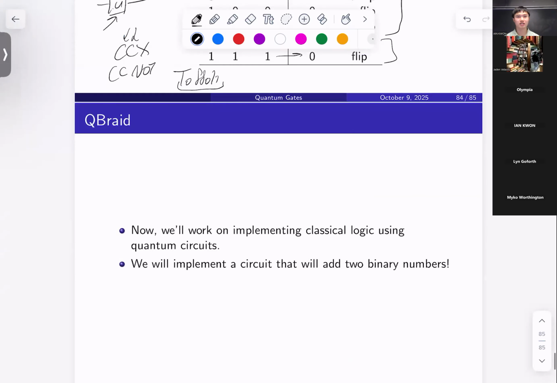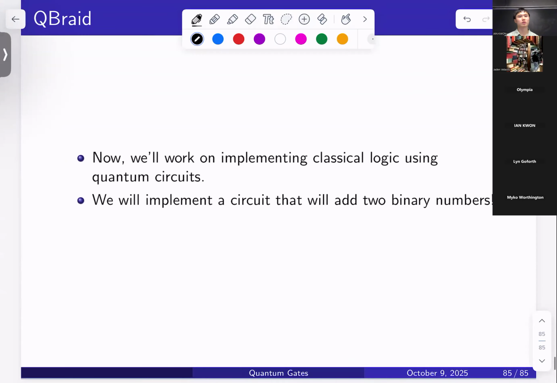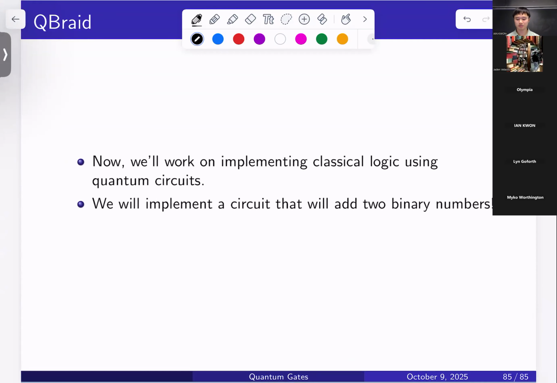And now we're gonna do the workshop. With the gates that we've learned, with the basic circuit formalism, we're gonna try to implement some classical logic using quantum circuits. So this is gonna be like an AND gate, stuff like that. And I think Ian will take it from here.